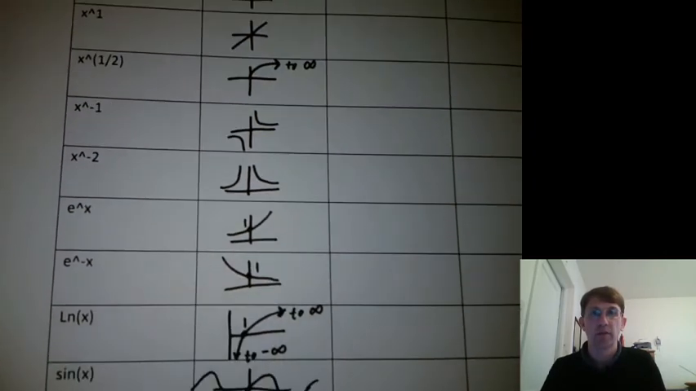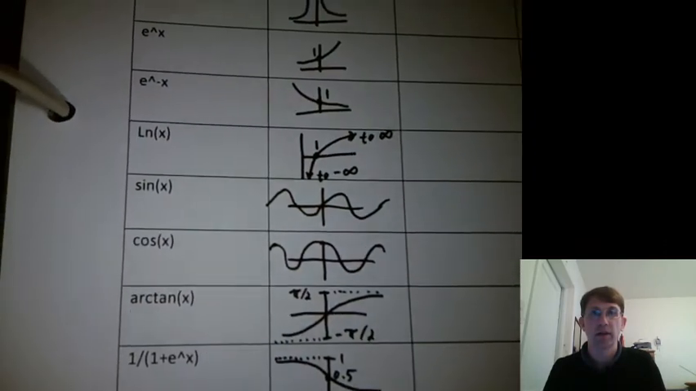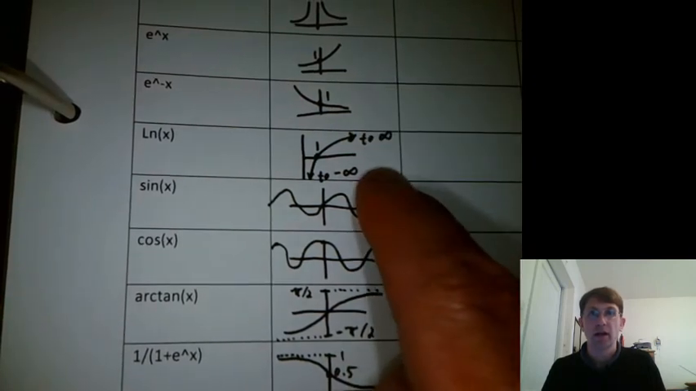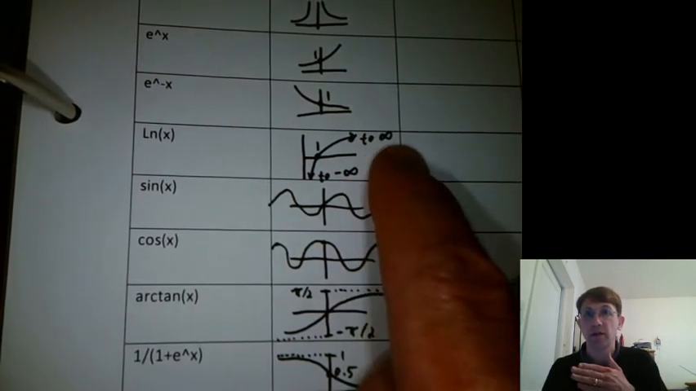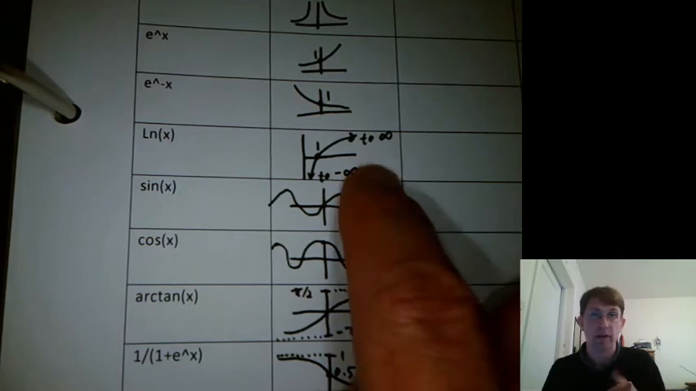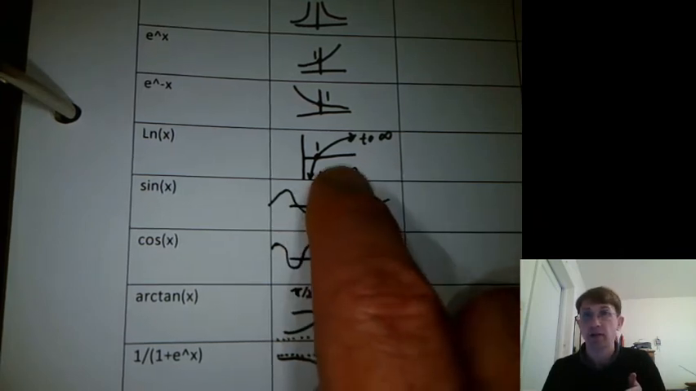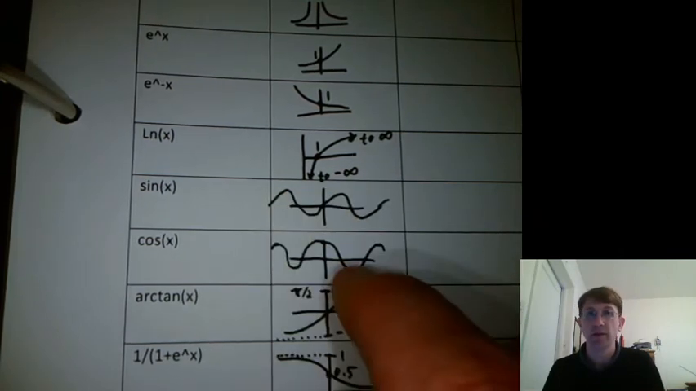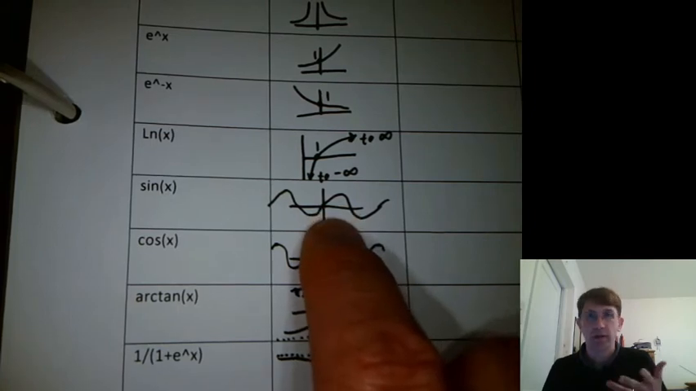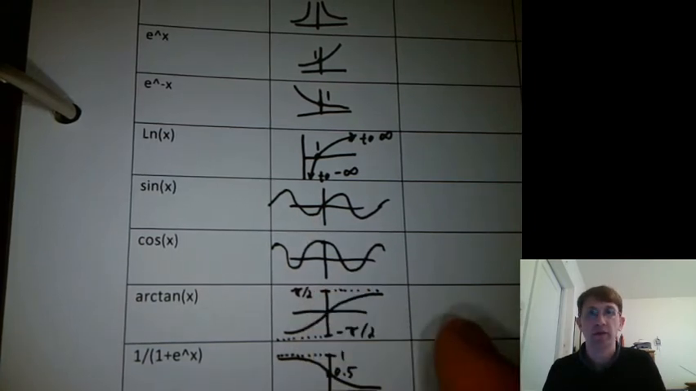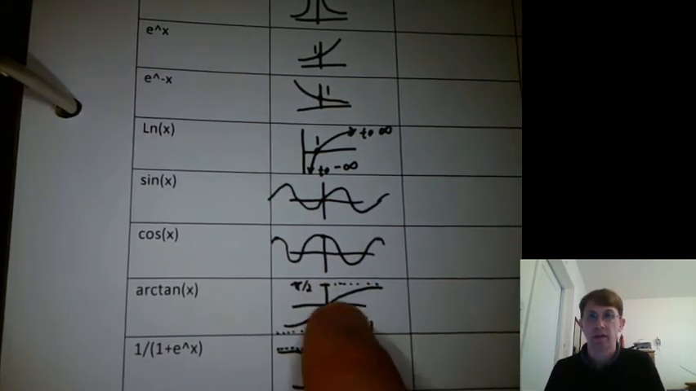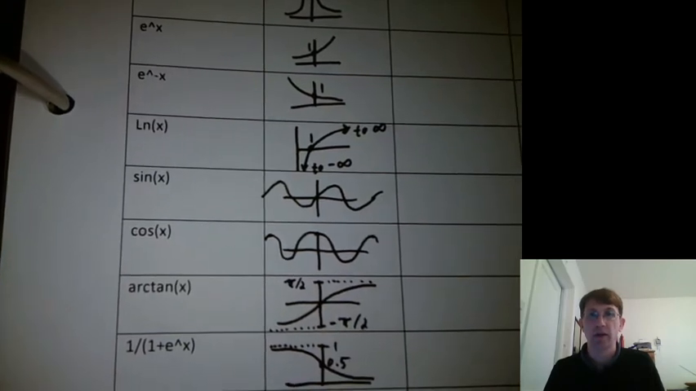Then we've got exponential growth, exponential decay, growth and decay. Log goes to infinity to the right, but very slowly, and to negative infinity as you get towards 0, but also very slowly. Sine obviously looks like that, and cosine, you don't need my help for those. Arctan has horizontal asymptotes to the left and right.